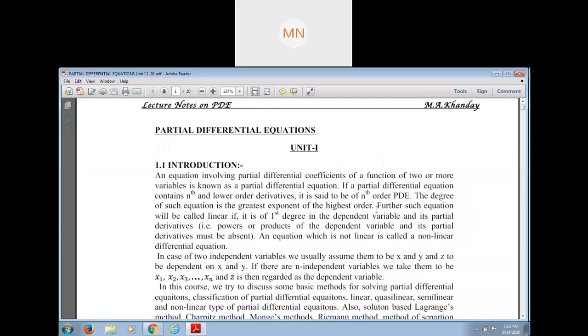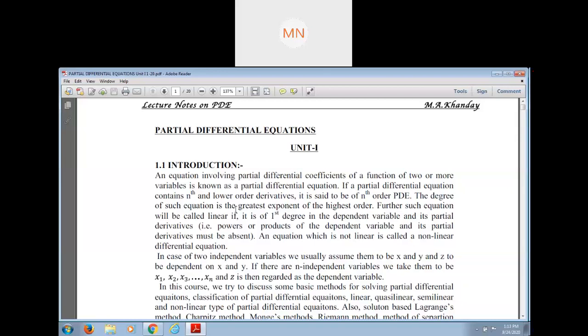If a partial differential equation contains nth and lower order derivative, suppose it contains nth derivative. Nth derivative means what? Suppose dy/dx, d2y/dx2, d3y/dx3, and so on. We consider suppose nth derivative. Nth derivative means d^n y/dx^n, called nth derivative. Then it is said to be the nth order partial differential equation.